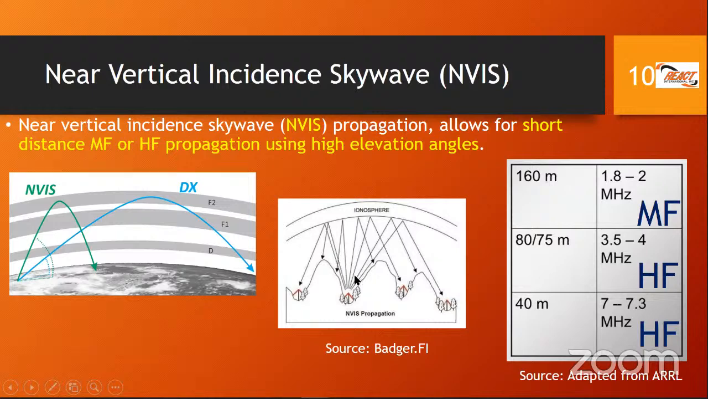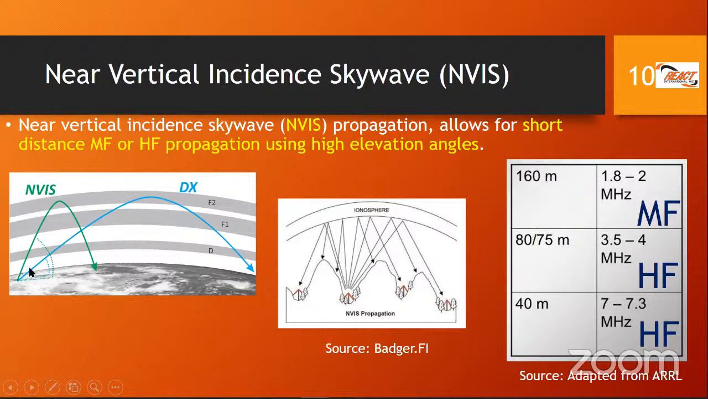When we have disaster situations, we have NVIS as part of our go-kit. We set up our NVIS antenna and we can communicate short range. But notice that the frequencies that you can use it on, it's not every frequency. It's MF and HF. And this is the point that you will get in the exam, that NVIS propagation allows for short distance, but it must be MF, which is medium frequency, or HF, high frequency propagation, using high elevation angles. So we learned about what NVIS is, a high elevation angle that the signal must go to be able to come back down to drop short.